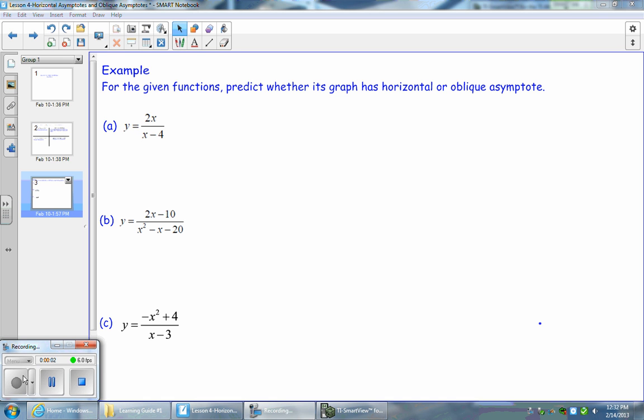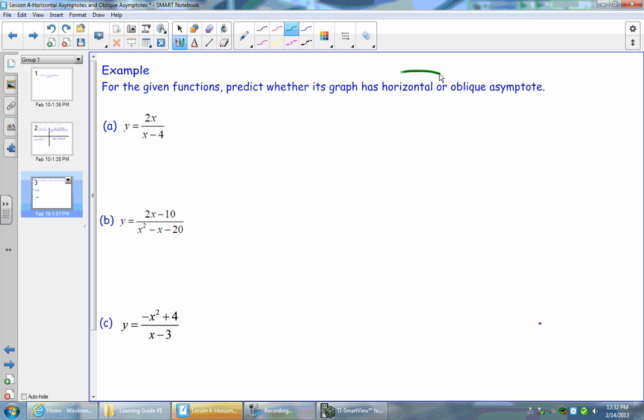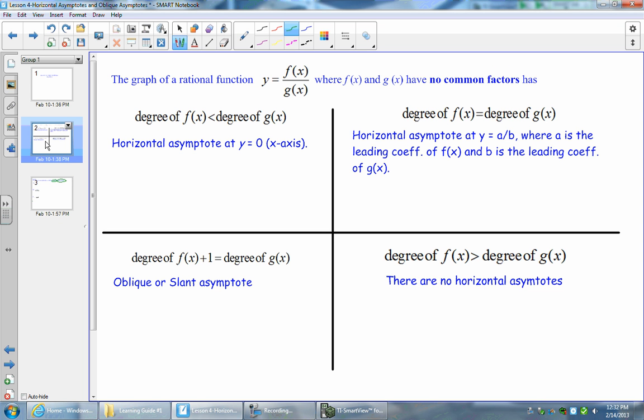In this lesson today, I'm going to teach you how to find the horizontal and oblique asymptotes of a rational function. In this question here, I'm given three different rational functions, and we want to predict whether the graph has a horizontal or oblique asymptote. We're going to use the previous slide from my previous lesson, which gives you general guidelines of when an oblique or horizontal asymptote occurs. So I'm going to be switching between these two slides here.